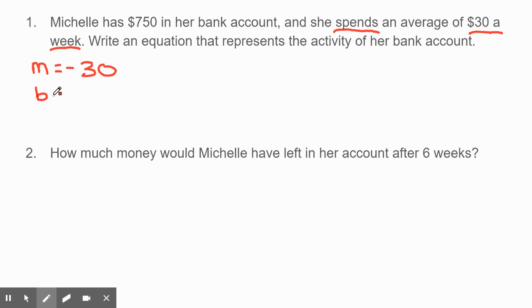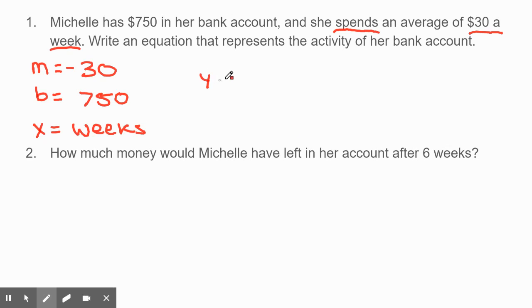Our B is represented by something that is either a one-time charge or something we already have. Here, Michelle already has $750. So that is going to be our B. X is represented by something that is going to be changing. The only thing changing here is the number of weeks that she spends money. It could be 1, 2, 3, 4, 5, 6, 7, 8, 9, 10. It could be a lot of weeks. We don't know how many weeks, but we do know that X should represent how many weeks.